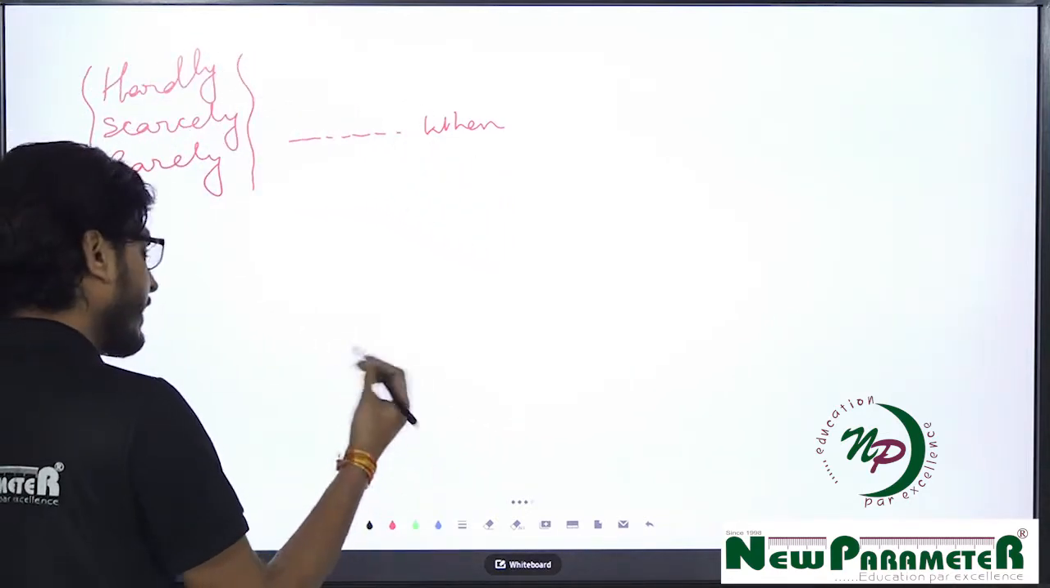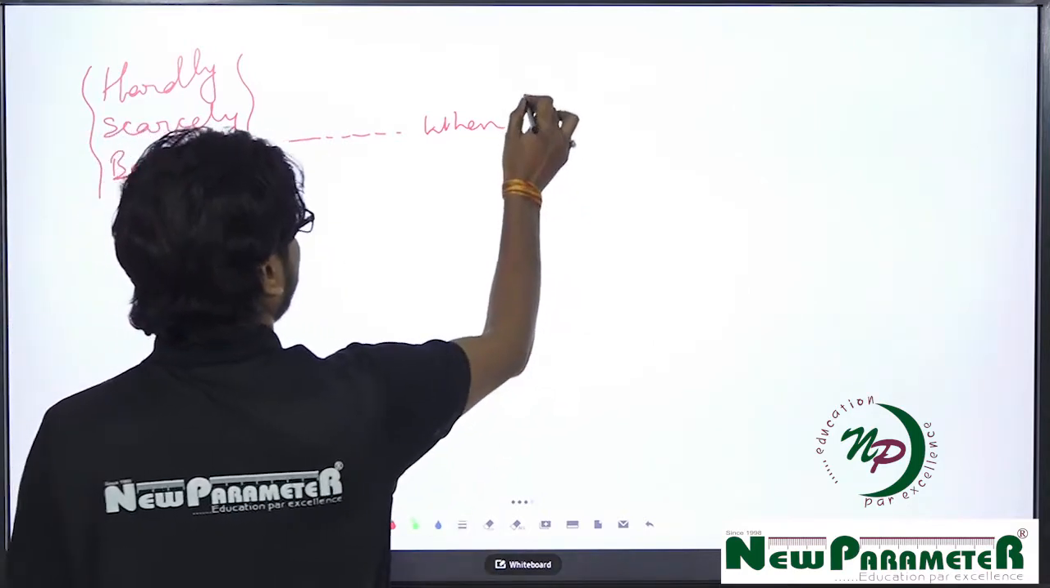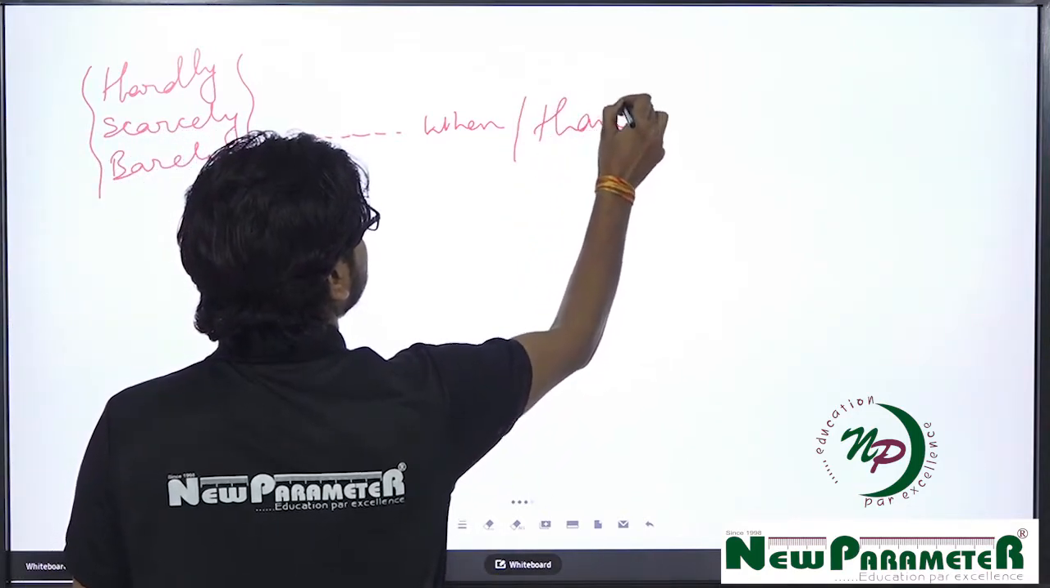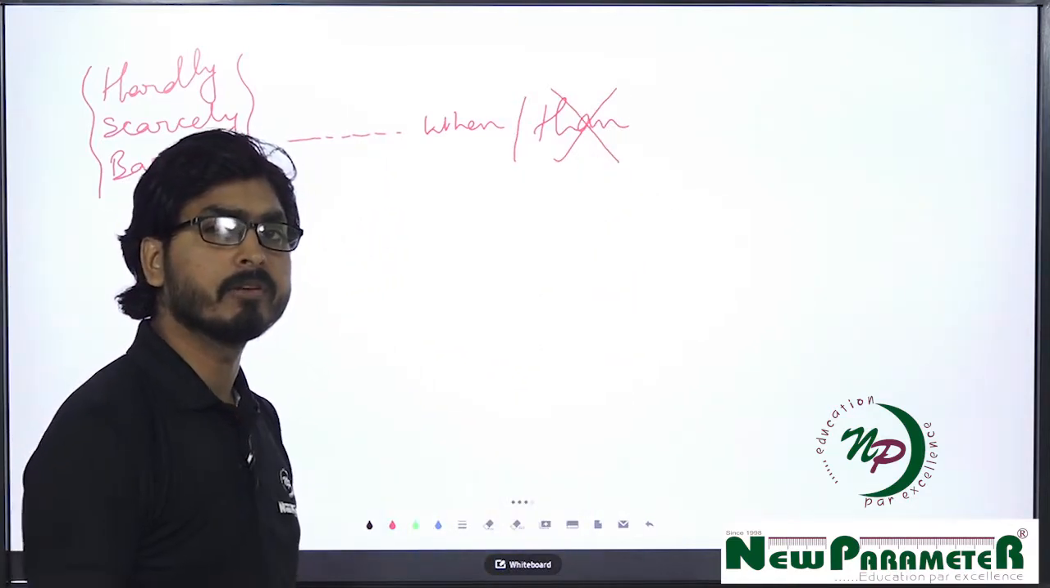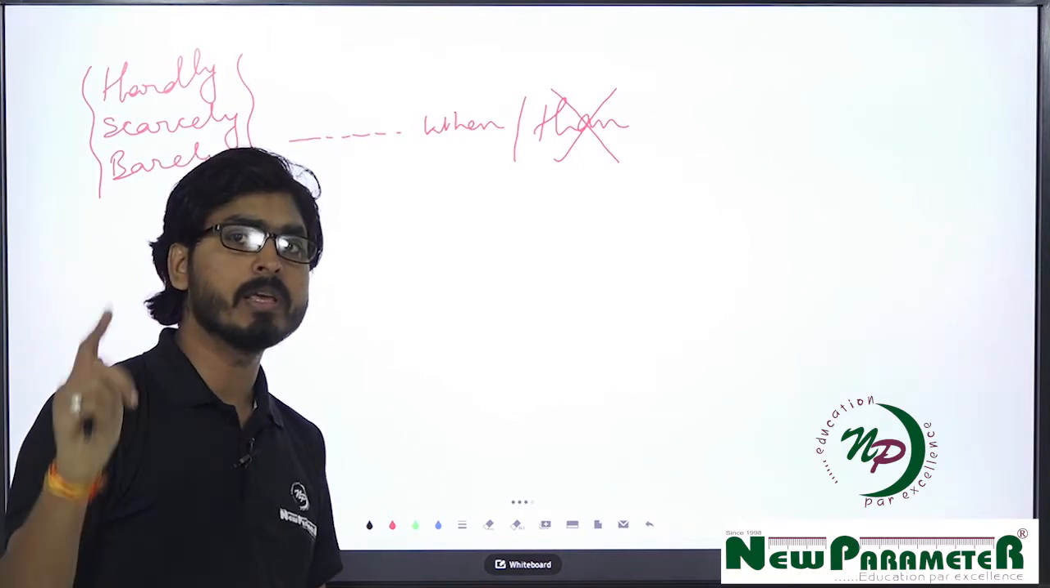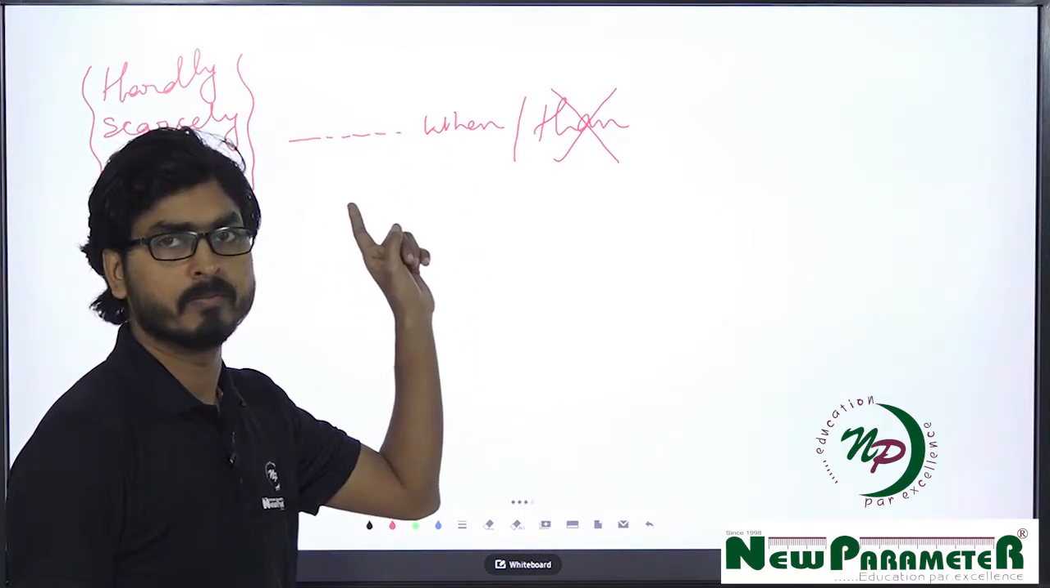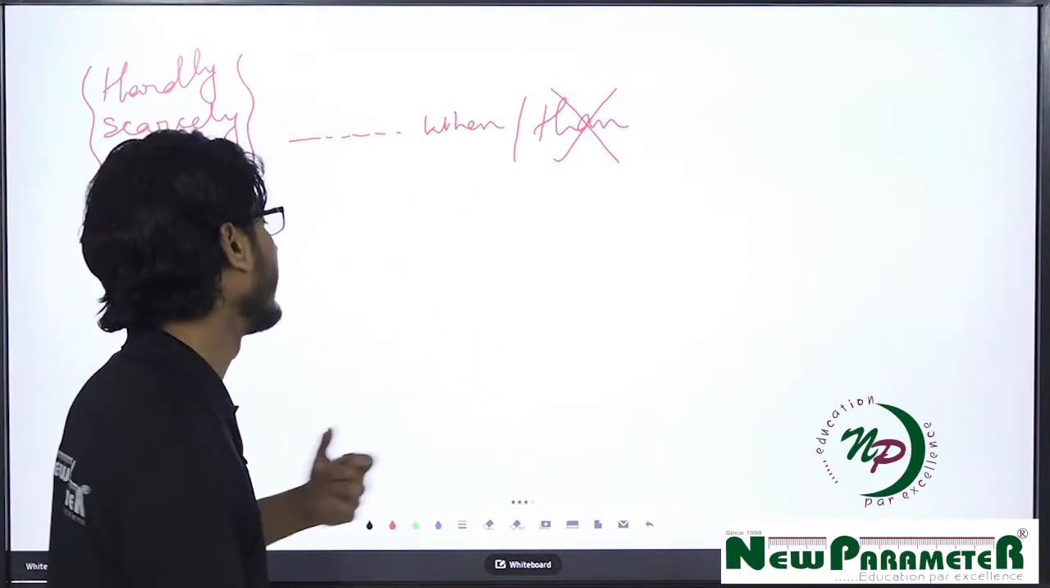Generally, what happens in the paper? We are just given THAN, which is absolutely wrong. We are not allowed to use any other word with hardly, scarcely, barely except when. Okay, I hope you are just getting me.